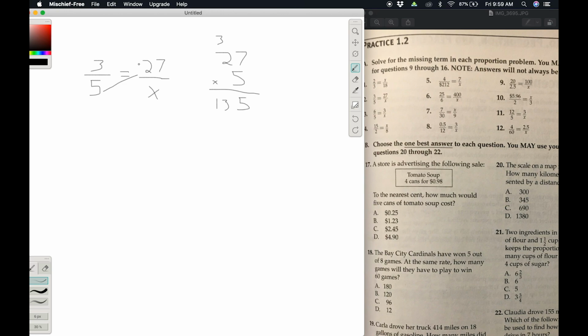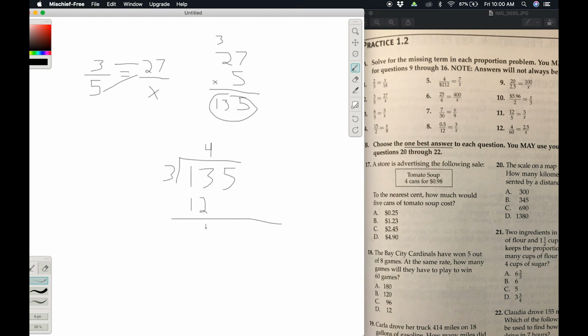Then remember we divide this way. But not 27 like I did last time. You would divide the product of 5 times 27 by 3. So 3 into 135. 3 goes into 13 4 times. 4 times 3 is 12.